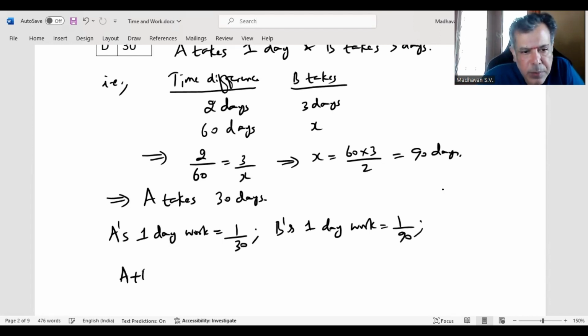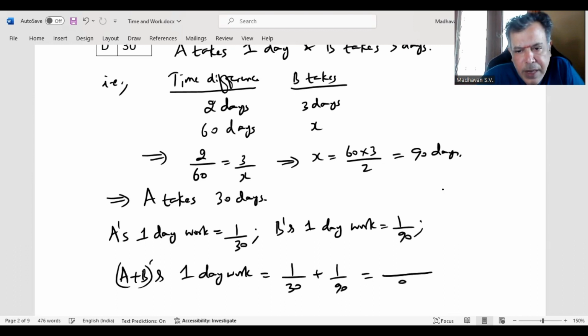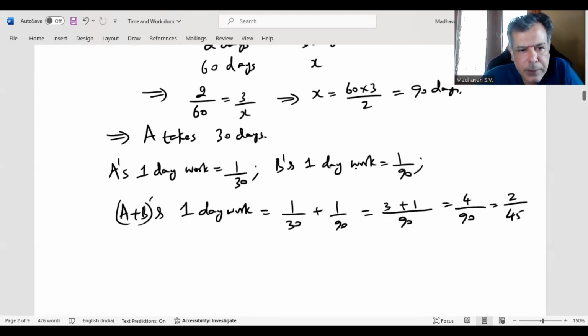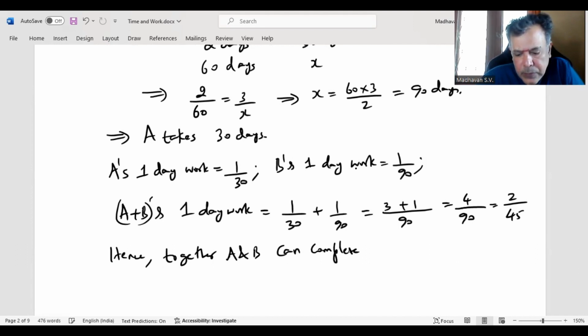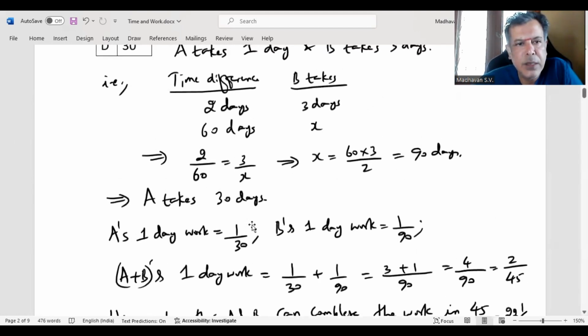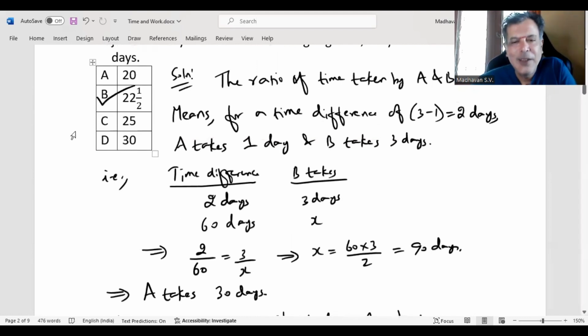So that means A plus B's together 1 day work will be 1 by 30 plus 1 by 90. LCM is 90. So here we will have 3, here we will have 1. So we get 4 by 90. 4 by 90, we can simplify it as 2 by 45. Hence, we can say together A and B can complete the work in 45 by 2, the reciprocal of this, which is 22.5 days. So that will be the solution for this, which means our option is B. Right. Let us move on to the next.